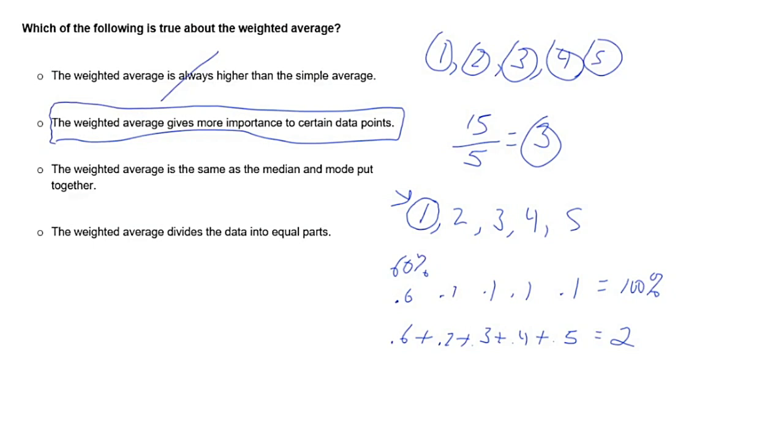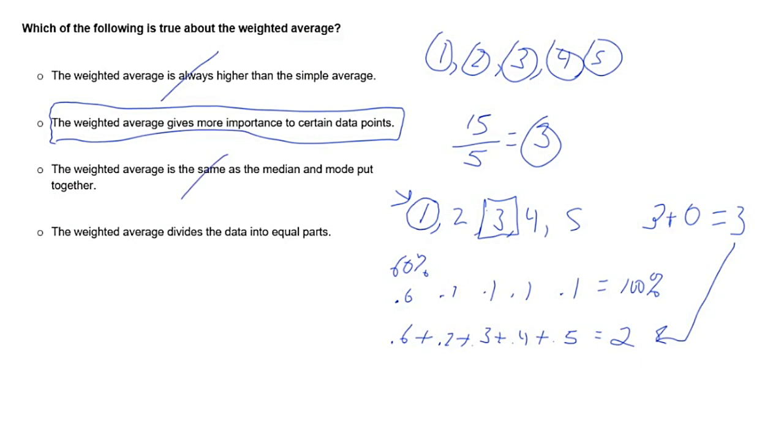Let's review the rest of the answers. The weighted average is the same as the median and mode put together. Well, our median, or the middle number, is 3, and the mode, since none of the numbers appear more than once, and so there's none that have a greater frequency, then we don't have a mode. So if we took 3 plus, let's say, 0 for the mode, that equals 3. Well, that's not the same as our weighted average. So we know this couldn't be right.